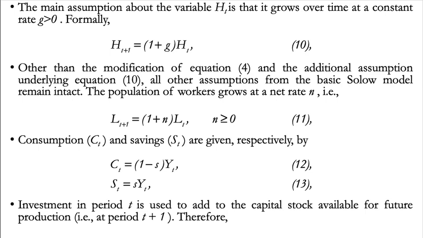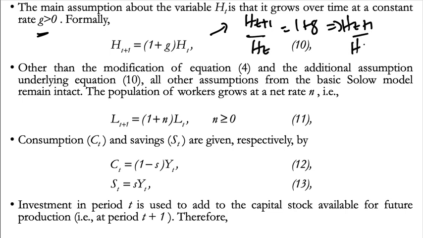Okay. So we have the main assumption about the variable HT, that it grows over time at a constant rate of G. The growth rate is G and G is positive. So formally, HT+1, HT in the next year, is equivalent to (1+G), the growth rate of HT, times HT itself. So if you modify it, you can have something like this, isn't it? HT+1 over HT, you can have 1+G, isn't it? And you can have HT+1 over HT minus 1, you can have growth rate equivalent to G, and then this is positive based on the assumption here.